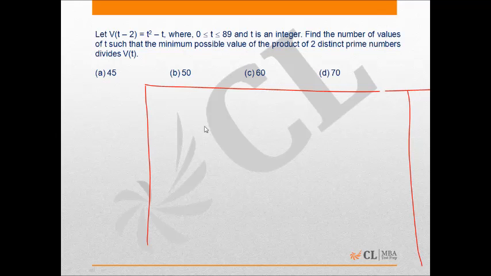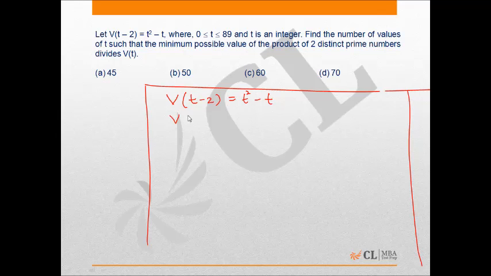Now this problem is a mix of function and number system. What is given to you is v of t minus 2 is equal to t square minus t. And what we have to find out is the number of values of t such that the minimum possible value of the product of two distinct prime numbers divides v of t.